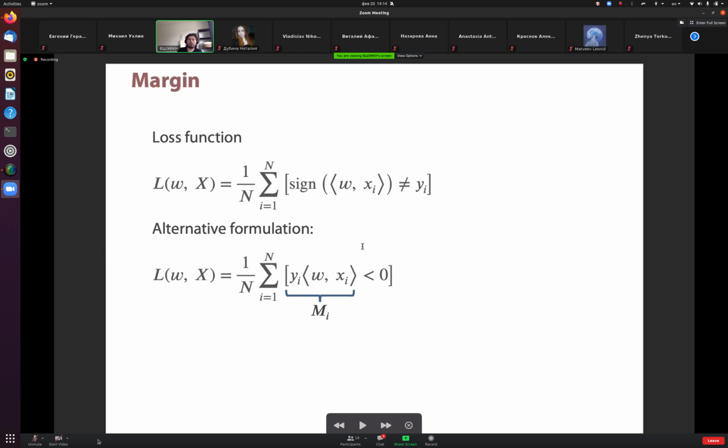Okay, let's make a first step. We could plug it in here and say, okay, let's count how many times we are wrong. So this guy should be not equal to our label. But we know how to reformulate it, how to get rid of this sign function. We know that we are wrong when we take the product of our label and our model and compare its sign with 0. Let's call it m_i because it's the margin. Okay, we rewrite it in this way.